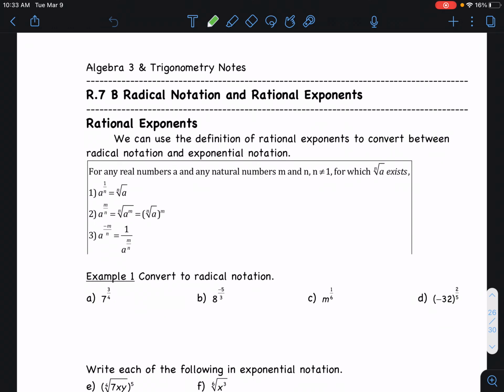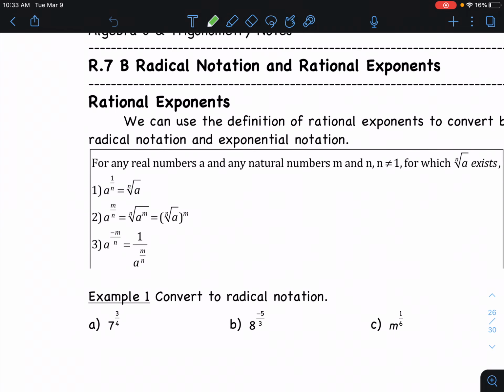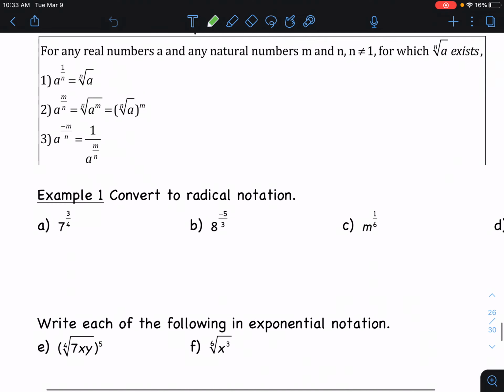So today we're going to talk about the relationship between radicals and exponents. Rational exponents we typically define as they can be whole numbers or fractions, even negatives. So we can use the definition of rational exponents to convert back and forth between radical notation and exponential notation. Here are some very abstract examples, and then I'll show you some concrete examples.